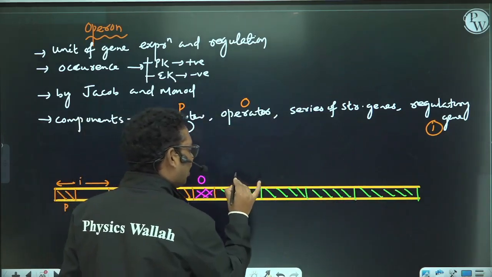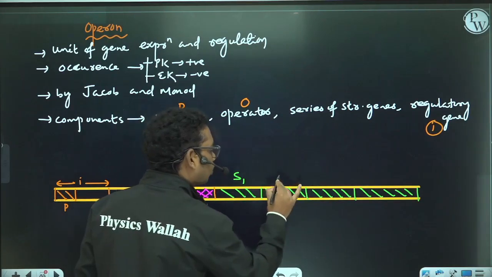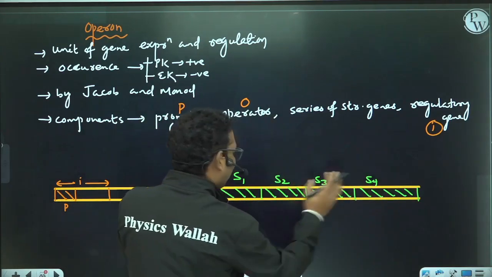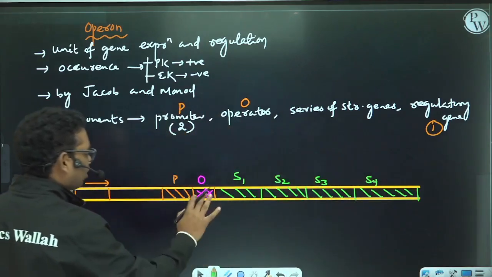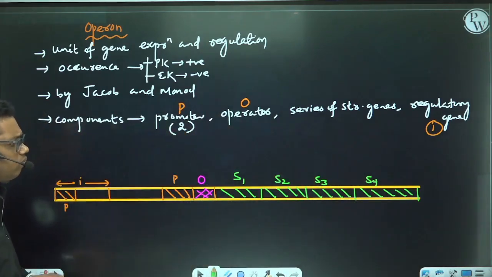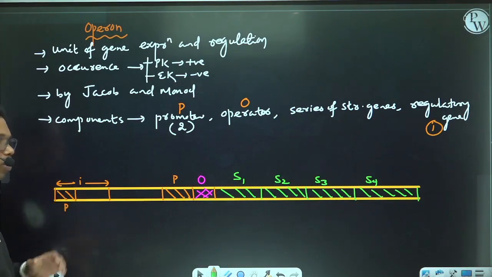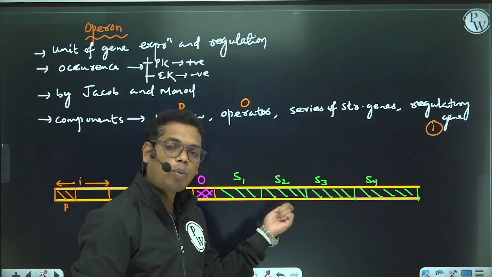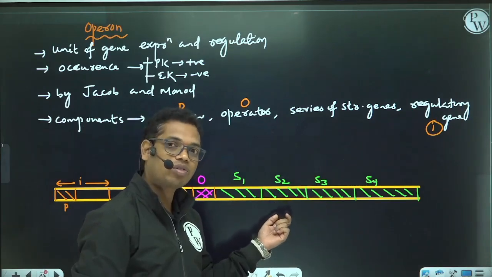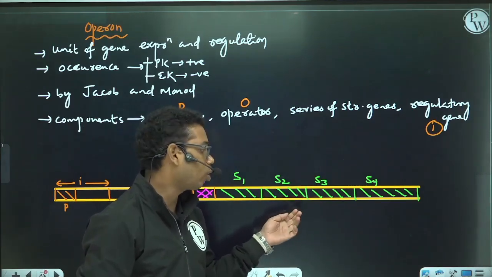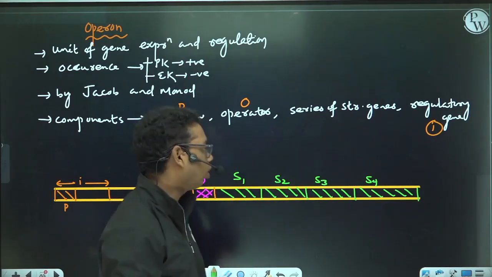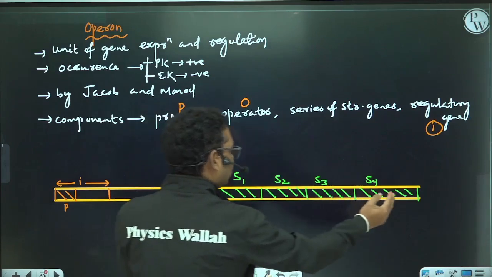So suppose S is for structural gene: S1, S2, S3, S4. So I will call this a series of structural genes. So this entire complex is called as what? The entire complex is called an operon. Okay, so the number of structural genes will vary from operon to operon. In lac operon, the structural genes are 3. In case of tryptophan operon, it is 5. Clear now?